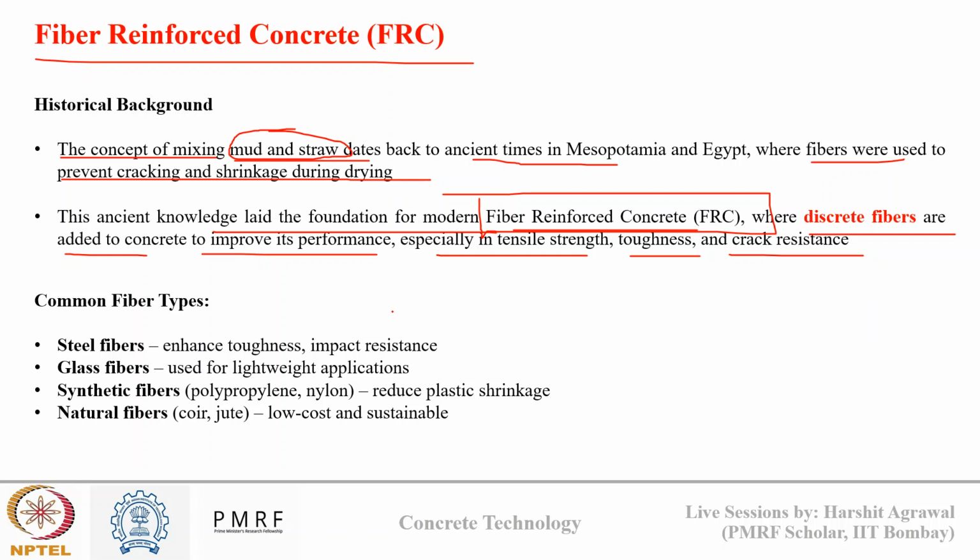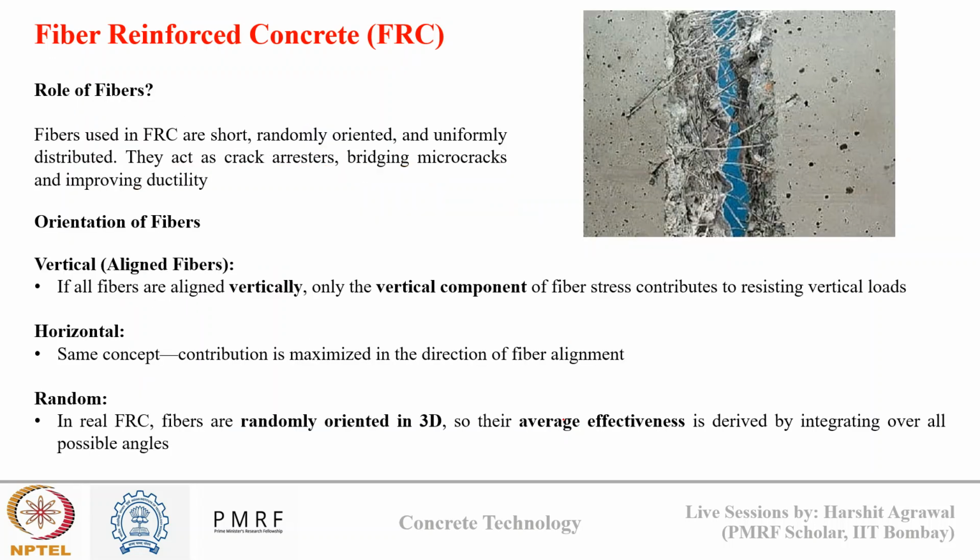Now, when we talk about fiber in concreting, some of the common types of fiber that are used are steel fiber, glass fiber, synthetic fiber, and natural fiber. Which fiber to use depends upon the application need and the specific fiber property. Steel fiber enhances the toughness and impact resistance. Glass fiber is used for lightweight applications. Synthetic fibers reduce plastic shrinkage, while natural fibers are low cost and sustainable. So based on the application demand, the choice of fiber material can change.